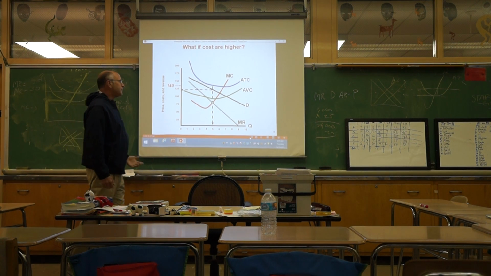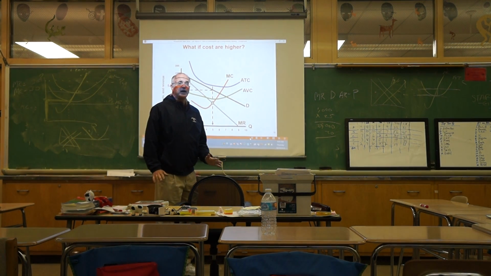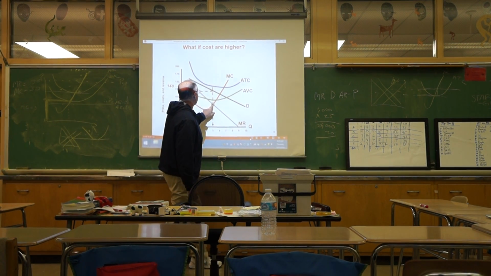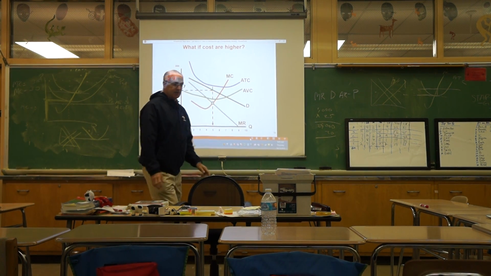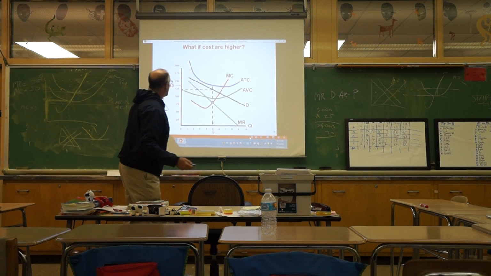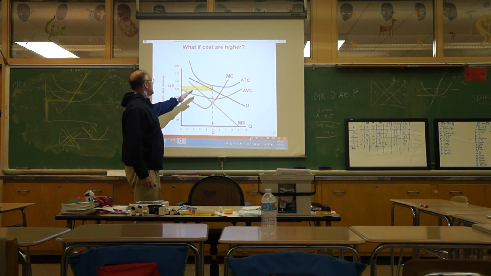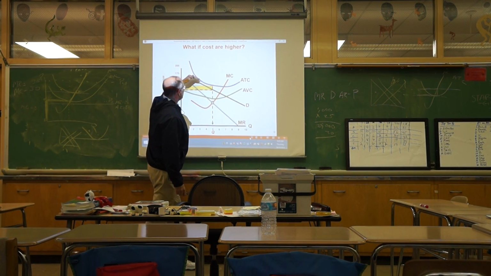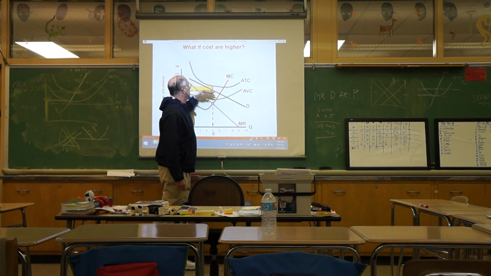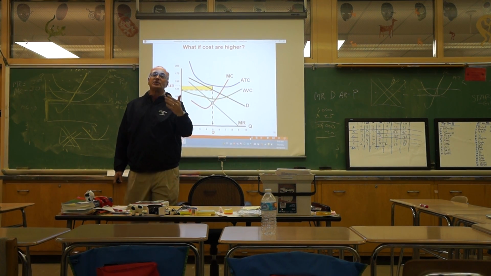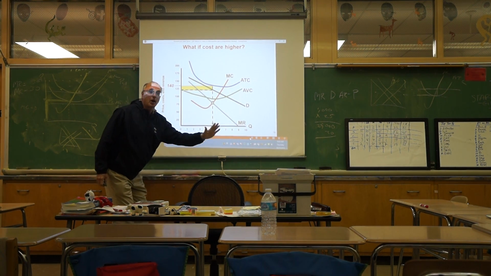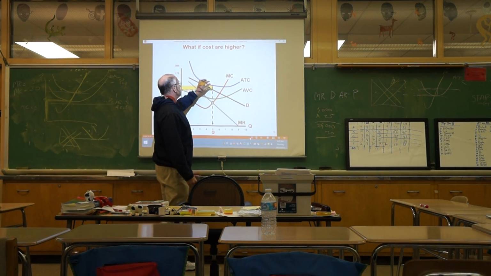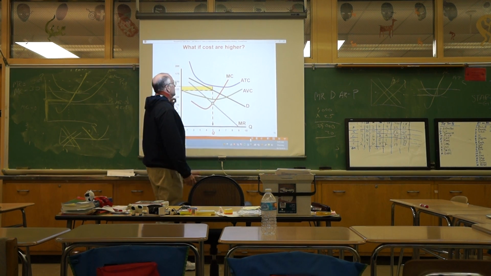Now, same thing as in perfect competition. I got my profit maximizer. I take it up to the ATC, and there is my box. And this happens to be a loss box. Why? Because ATC is above the price. If ATC is above the price, we are losing money. If we drop ATC, drop it for profit, then we would be making money. But here is a loss, okay?